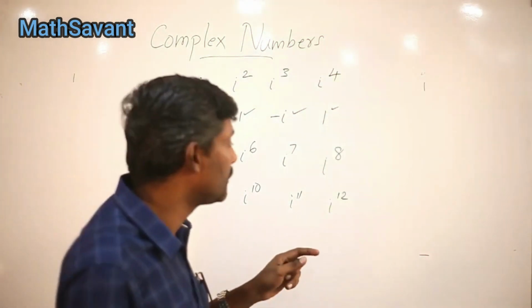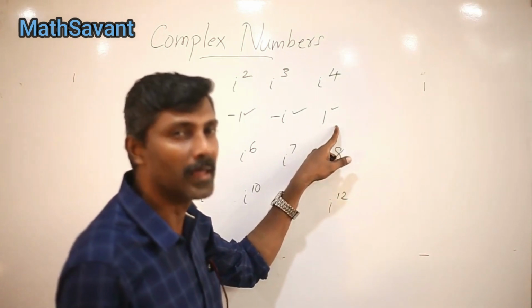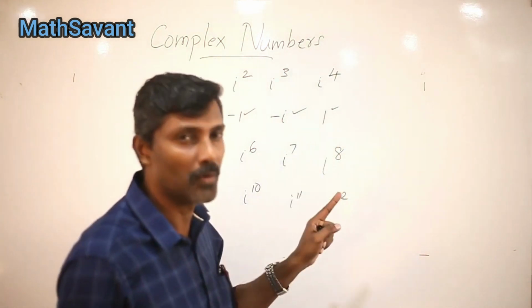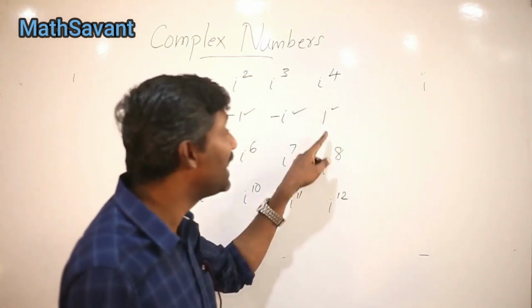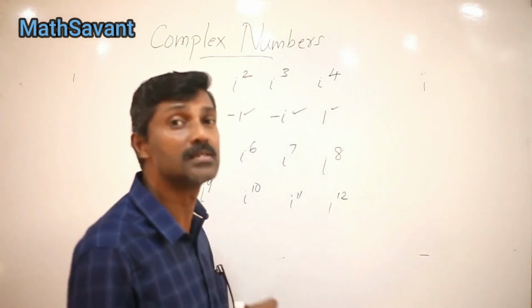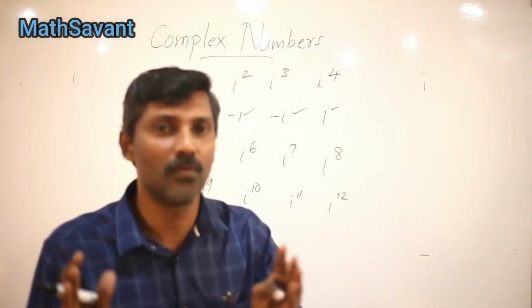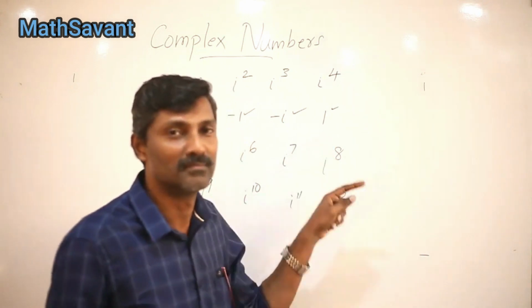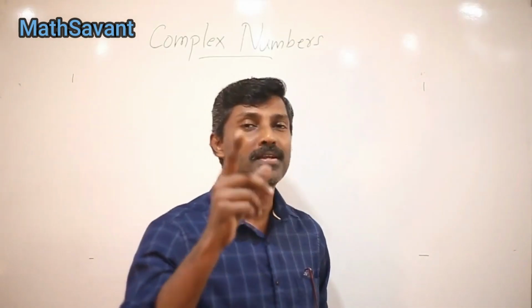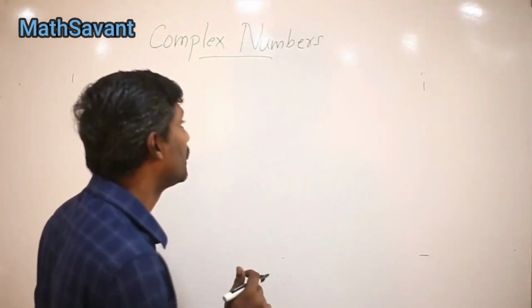So in short, if you have the powers of i which are multiples of 4, it will always be 1. i raised to 4 is 1, i raised to 8 is 1, i raised to 12 is 1, 16, 20, 24, etc. All the multiples of 4 coming as powers of i will give you the value 1. Clear? Understood? Right, now we will get into the real numbers, the real problems.